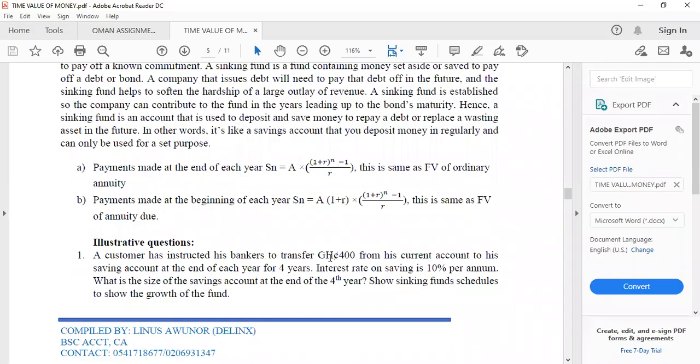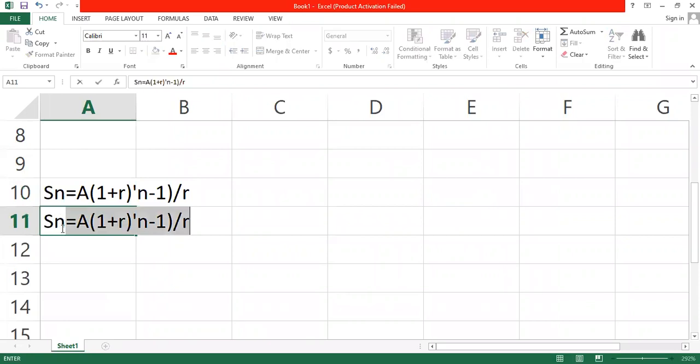What is the amount that will be deposited into the account every year? It's 400 Ghana cedis. What is the interest rate? 10%. So we have Xn equal to 400 Ghana cedis into brackets 1.1 to the exponent 4, minus 1, divided by 0.1.